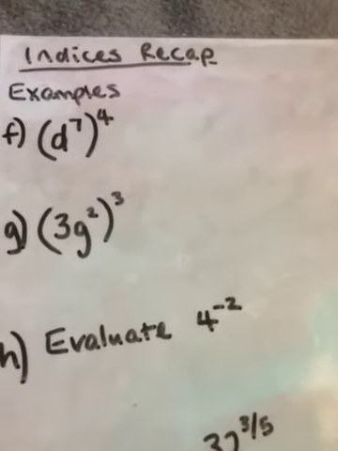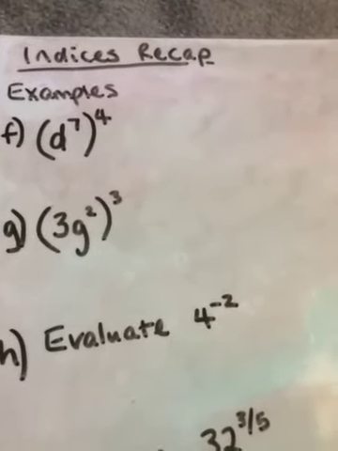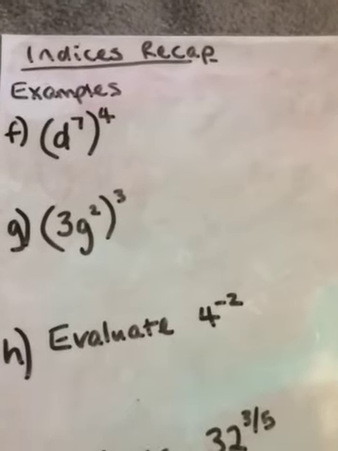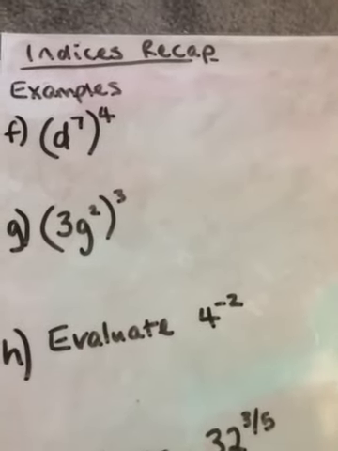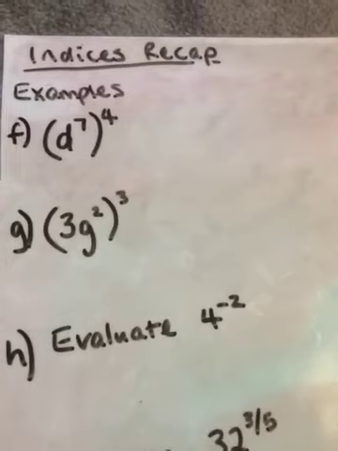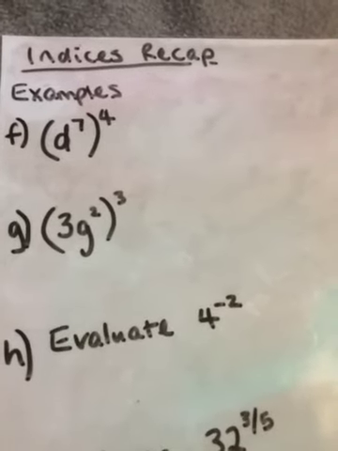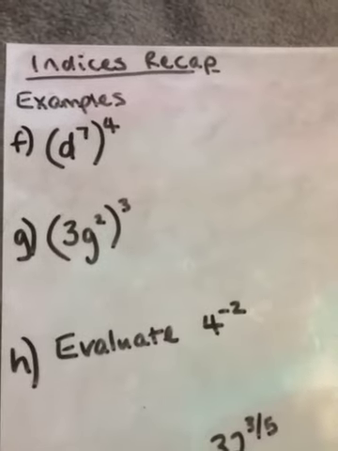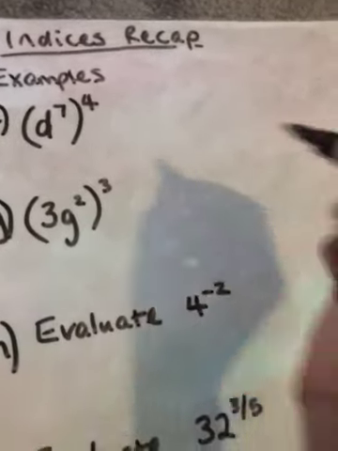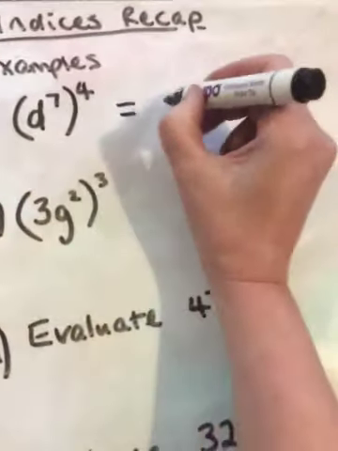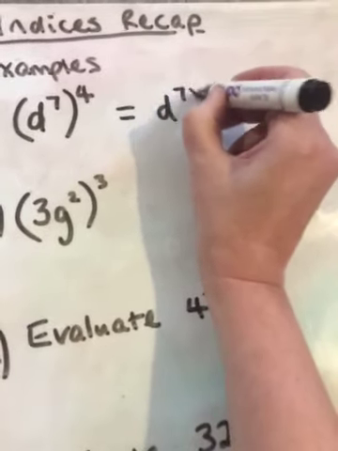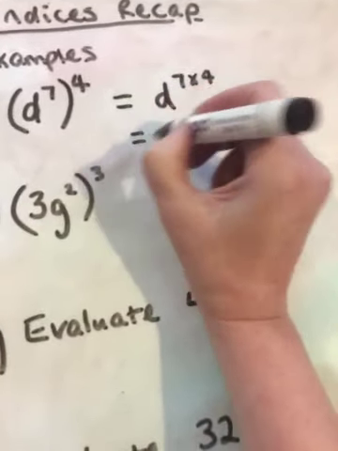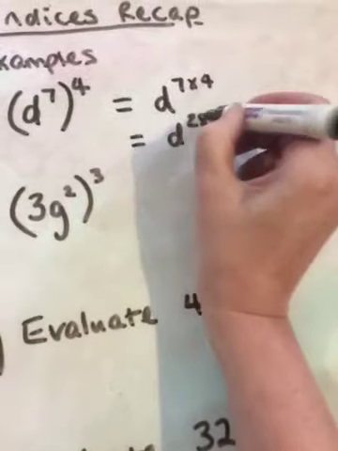Right, so continuing on, this is video 2 of Indices Recap. So the first question that we have here is using Rule 3, where we know that if we have an index in a bracket, we multiply it by the index outside of the bracket. So in this particular one, we have d to the power of 7 to the power of 4, so we're doing 7 times 4, and that gives us d to the power of 28.